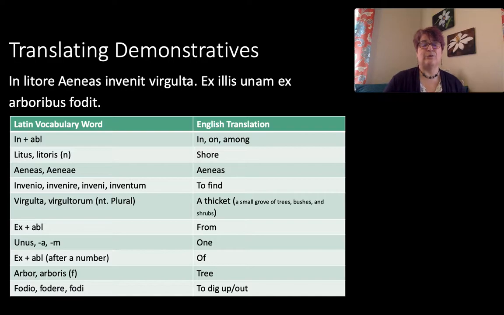So let's listen to the whole thing again. On the shore, Aeneas found a thicket. From that, he dug up one of the trees. I like that. You could also say, on the shore, Aeneas found a thicket. From it, he dug up one of the trees. You could even say, he dug up one of the trees from it. It won't matter where you put the from it. You just have to make sure that you're understanding it refers to a virgulta.